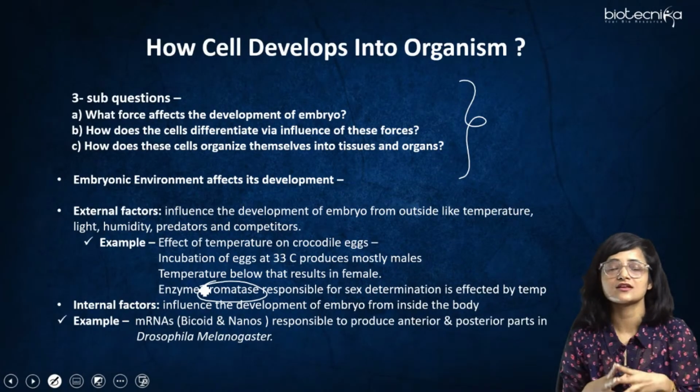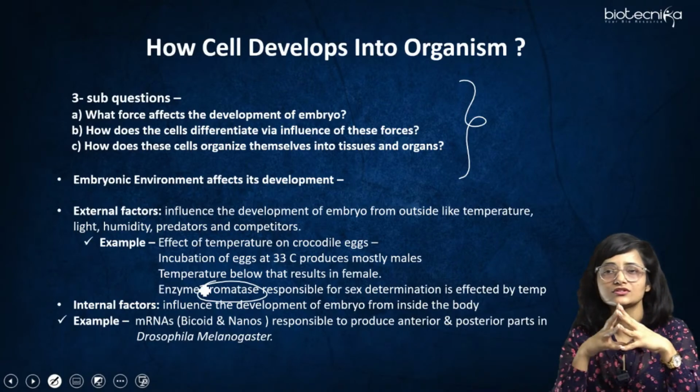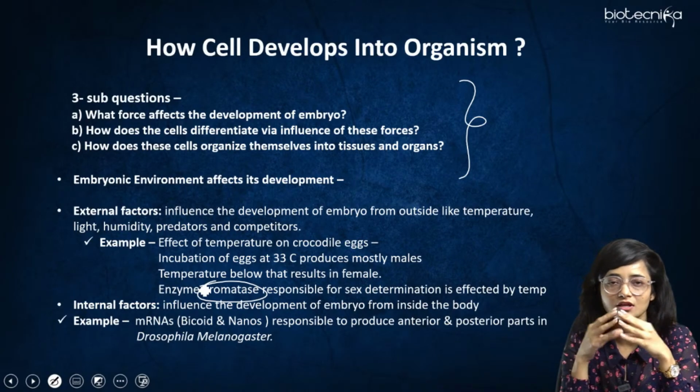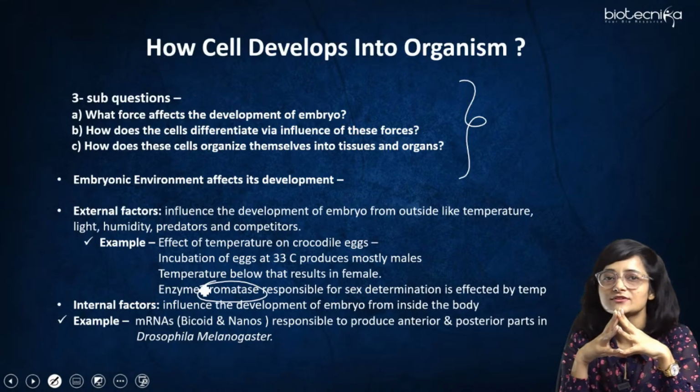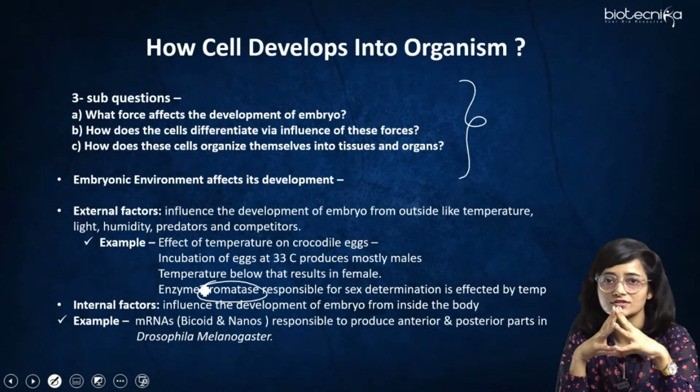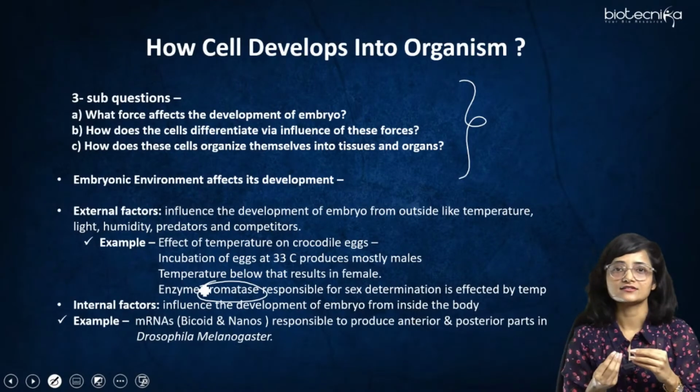The mRNAs, or the genes basically, which are responsible. For example, the mRNAs bicoid and nanos in the case of Drosophila melanogaster. So in the fruit fly, there are two types of mRNAs present, bicoid and nanos. So these are the internal factors, right?